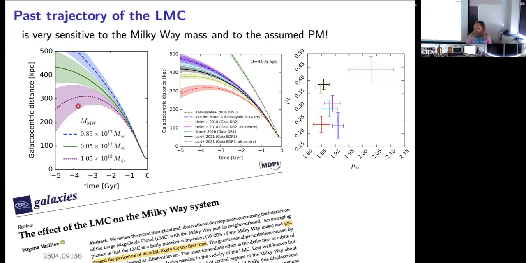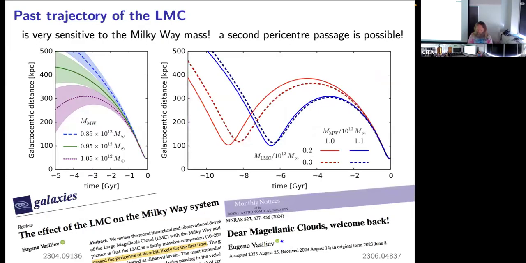What if I play devil's advocate and try to construct models that actually have a second approach of the LMC? So after a few weeks of hard work, I came up with a series of models where indeed the LMC has experienced yet another recent approach in the past and now comes back a second time. So this second passage scenario is, I should make it clear, not the dominant point of view. I have serious doubt about it myself, but it's a plausible scenario given what we know about the Milky Way and the LMC properties at the moment.